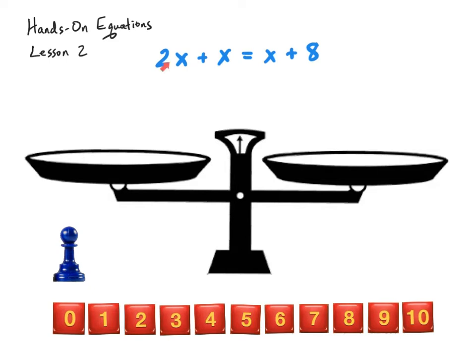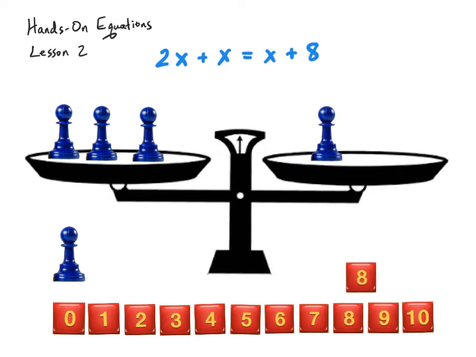So over here, we want 2 x's. I'm going to take 2 x's and put them in the balance. Now I want 1 more x right here. So I'm going to put 1 more x up here. And on the right-hand side, I want 1 x and the number 8. Okay, so now we have represented our written equation using our pieces.